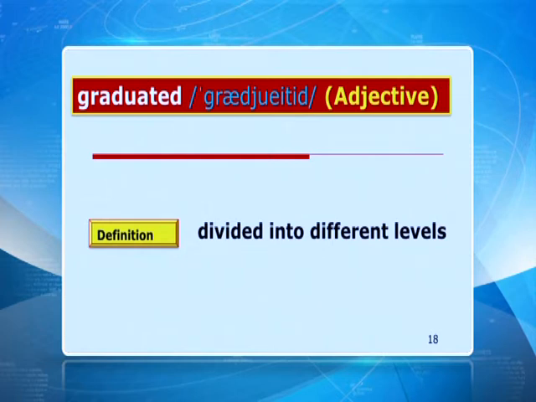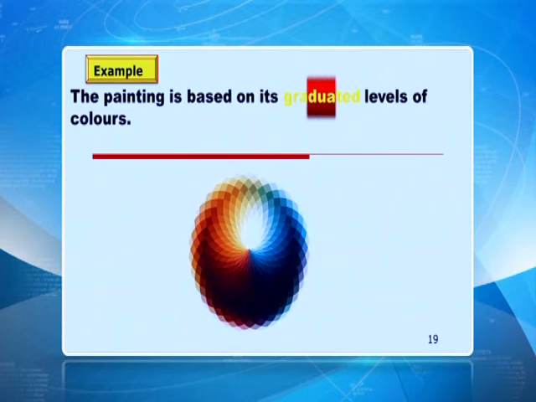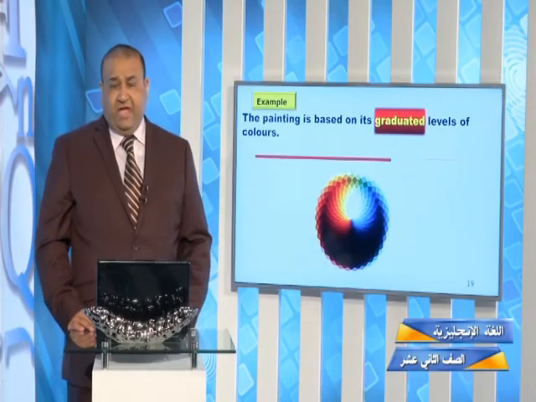The following word is an adjective. It is graduated, which means divided into different levels. Now, to illustrate this word, this is my example. The painting is based on its graduated levels of colors.